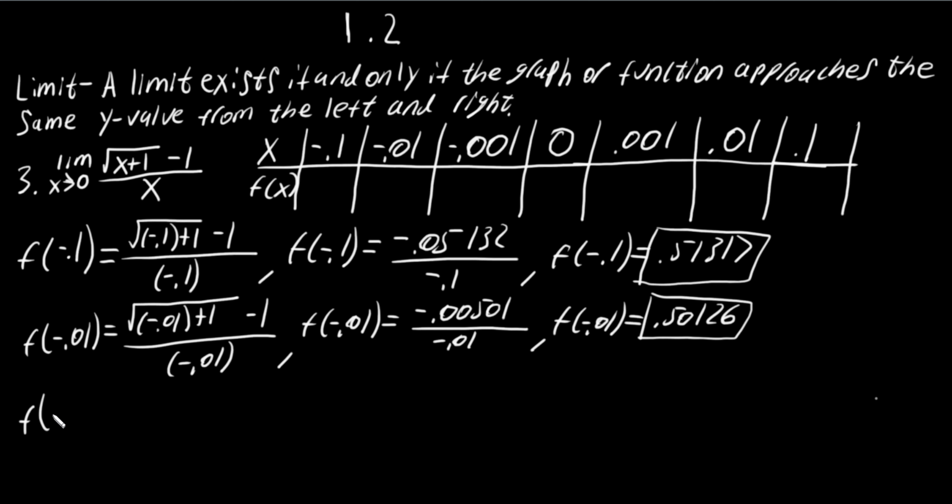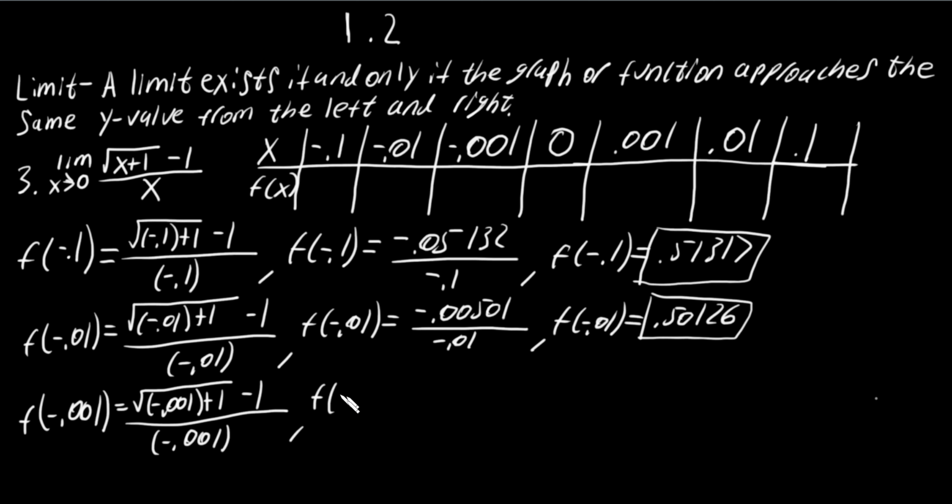So now we're at negative 0.001, and this, in fact, is going to be the same thing, just plugging and chugging. That's all we're doing. Plus 1, minus 1, all over negative 0.001. So we do our simplification, and we get that in our numerator we have a value of negative 0.00050 all over negative 0.001.